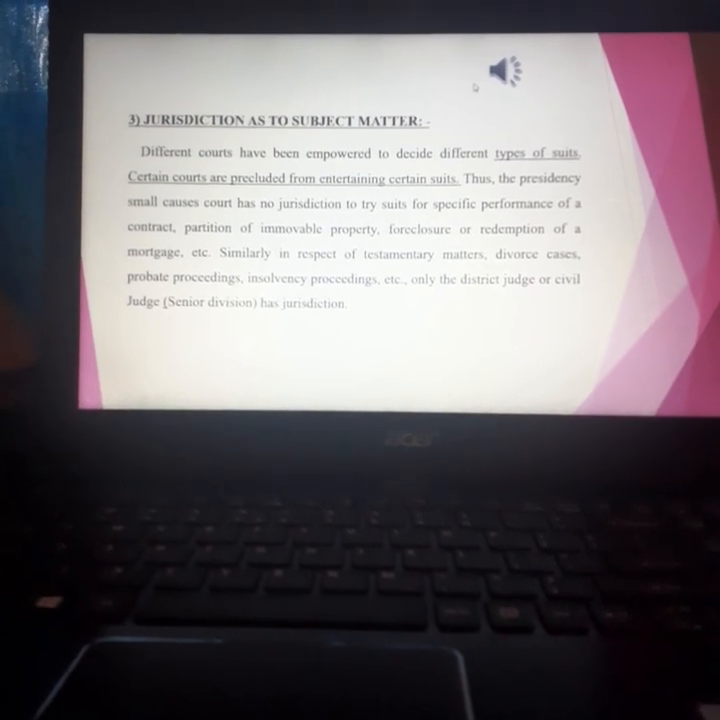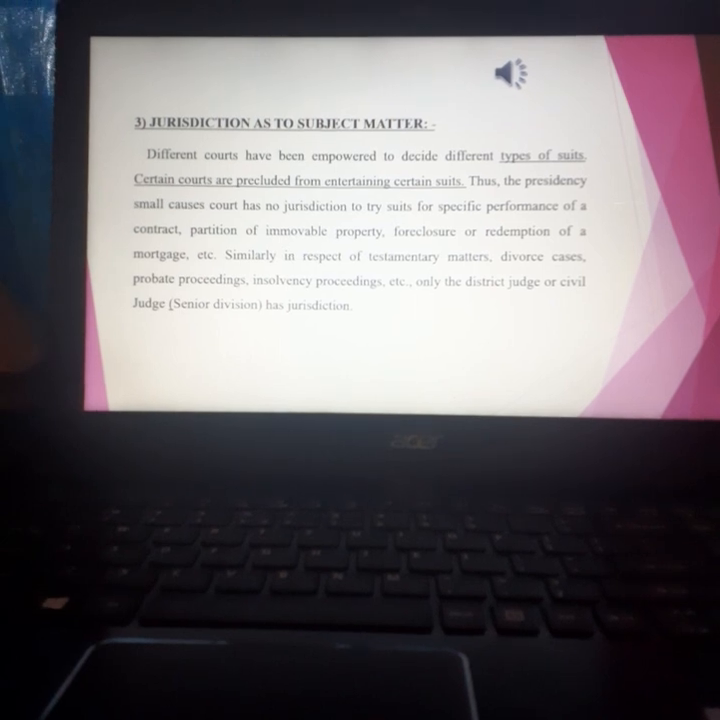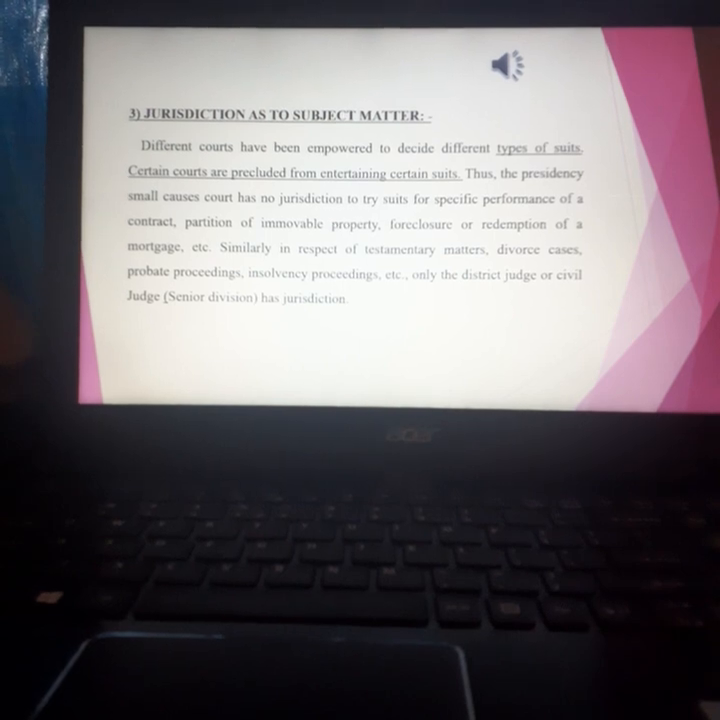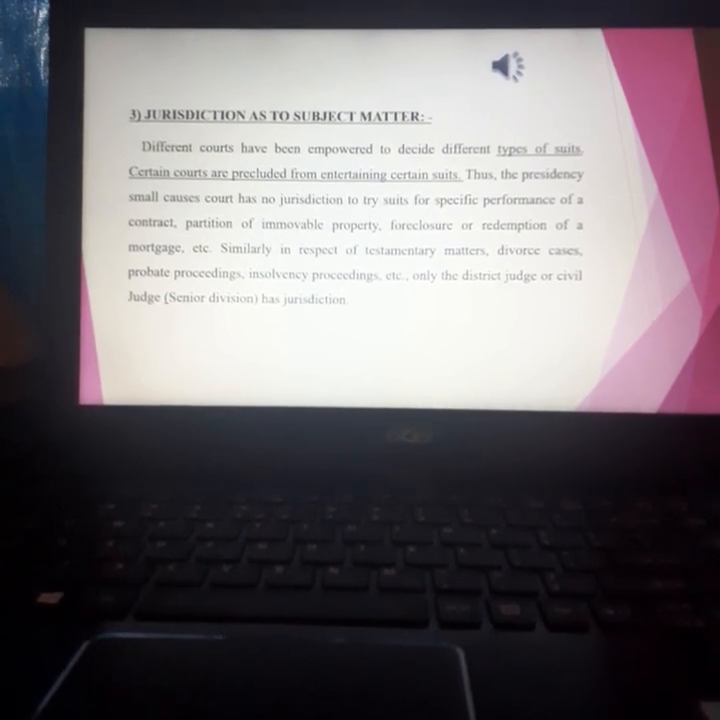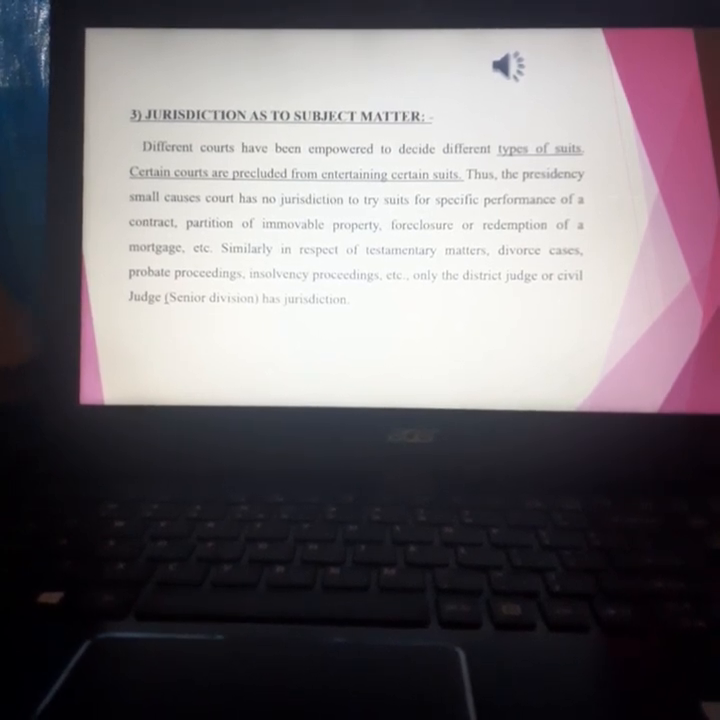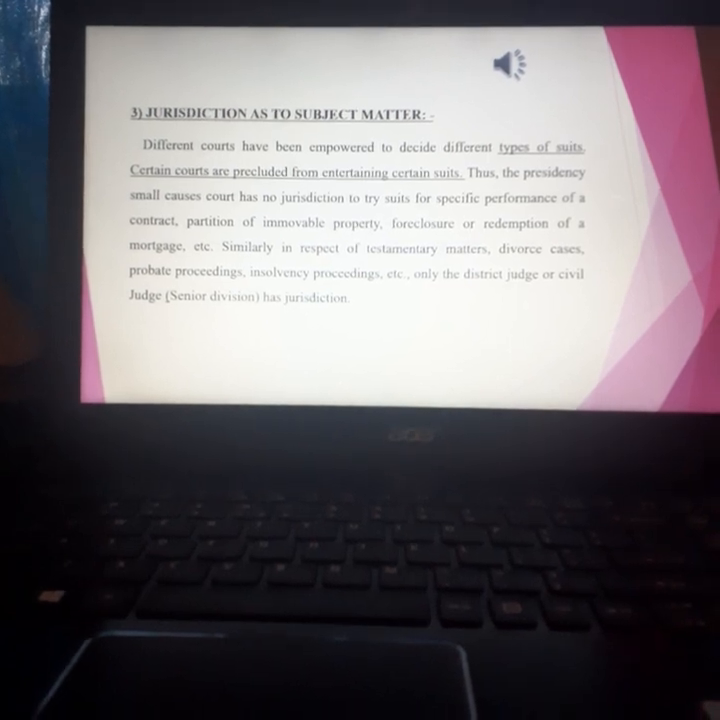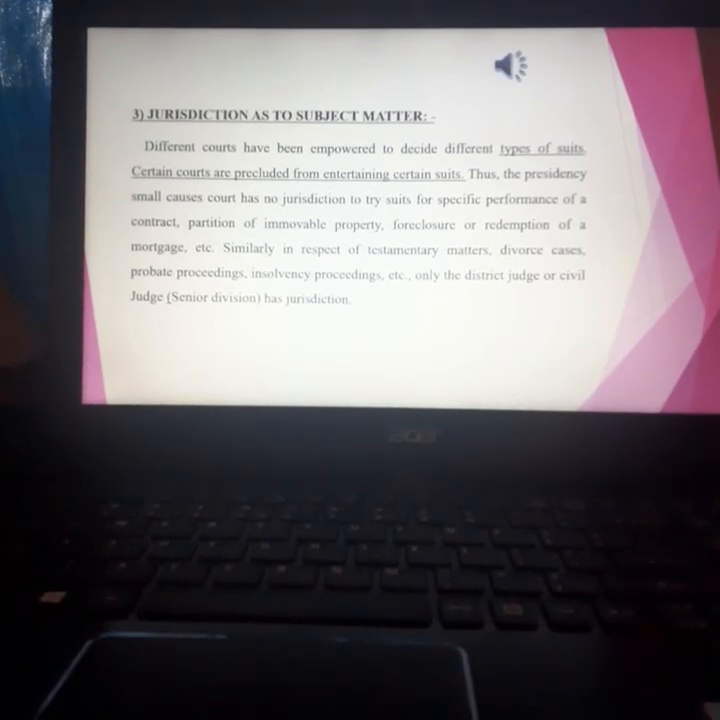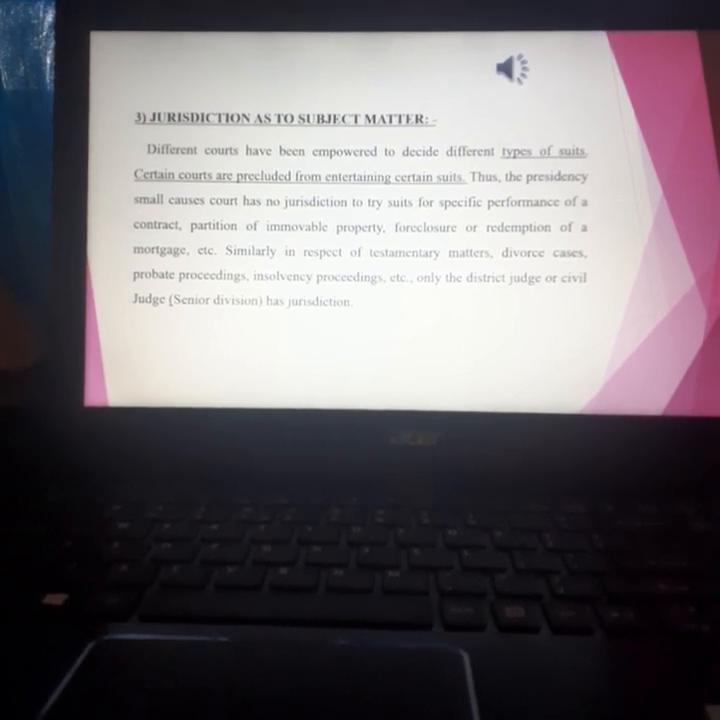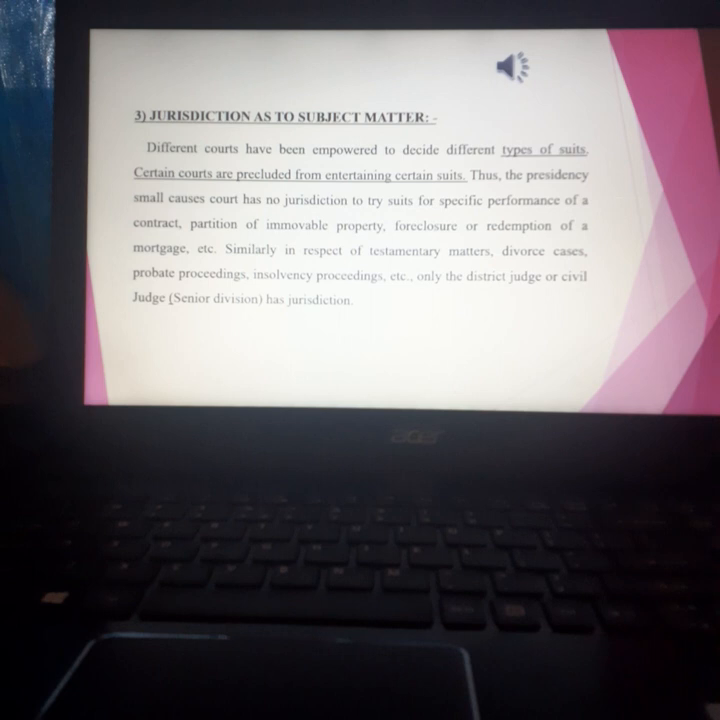Jurisdiction as to subject matter. Different courts have been empowered to decide different types of suits. Certain courts are precluded from entertaining certain suits. Thus, the Presidency Small Causes Court has no jurisdiction to try suits for specific performance of a contract, partition of immovable property, foreclosure or redemption of a mortgage, etc. Similarly, in respect of testamentary matters, divorce cases, probate proceedings, insolvency proceedings, etc., only the district judge or a civil judge, senior division, has jurisdiction.